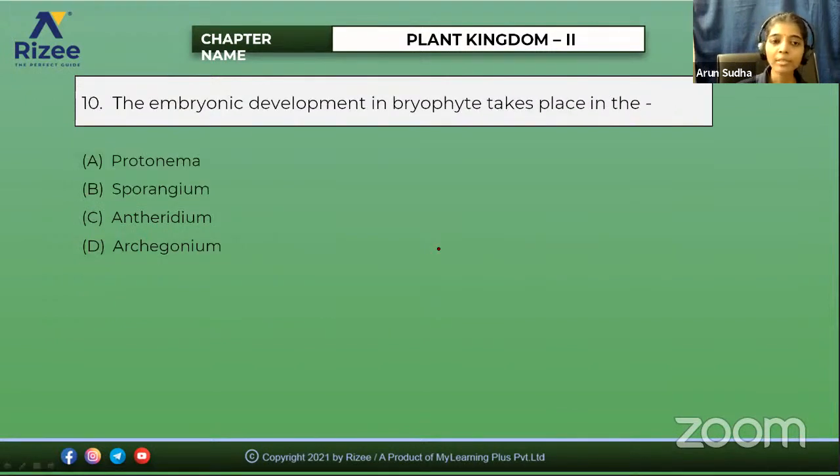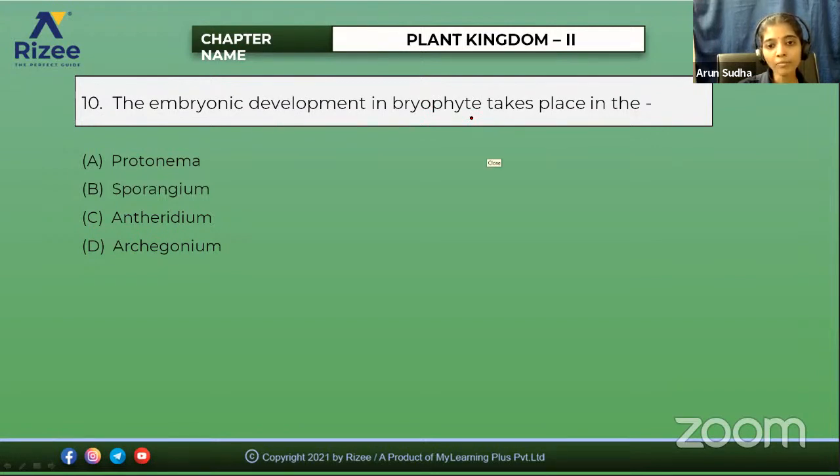Next question. The embryonic development in Bryophyte takes place in: Protonema, Sporangium, Antheridium, or Archegonium. So which is the correct option? You know all these terms. Protonema, spore. First it forms the Protonema in the case of mosses. Option B.